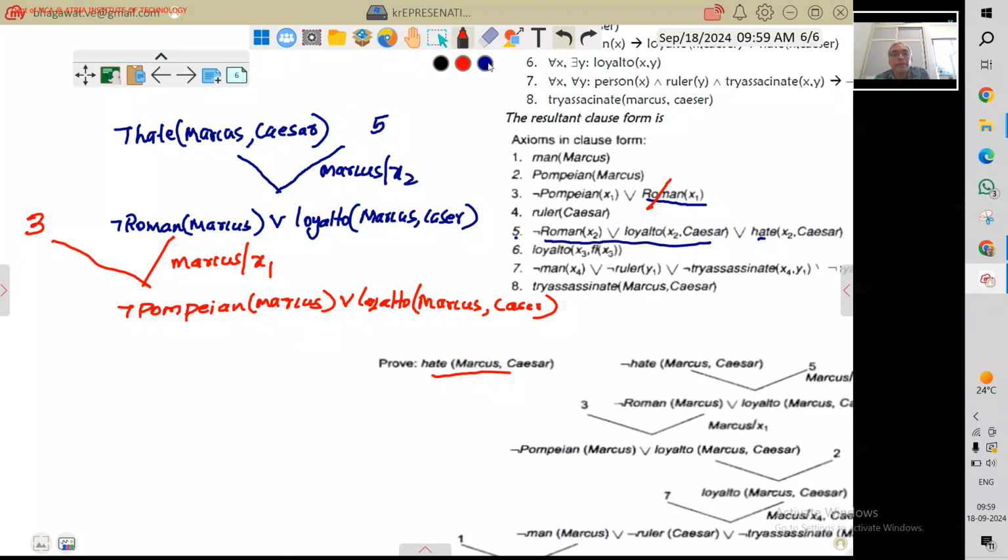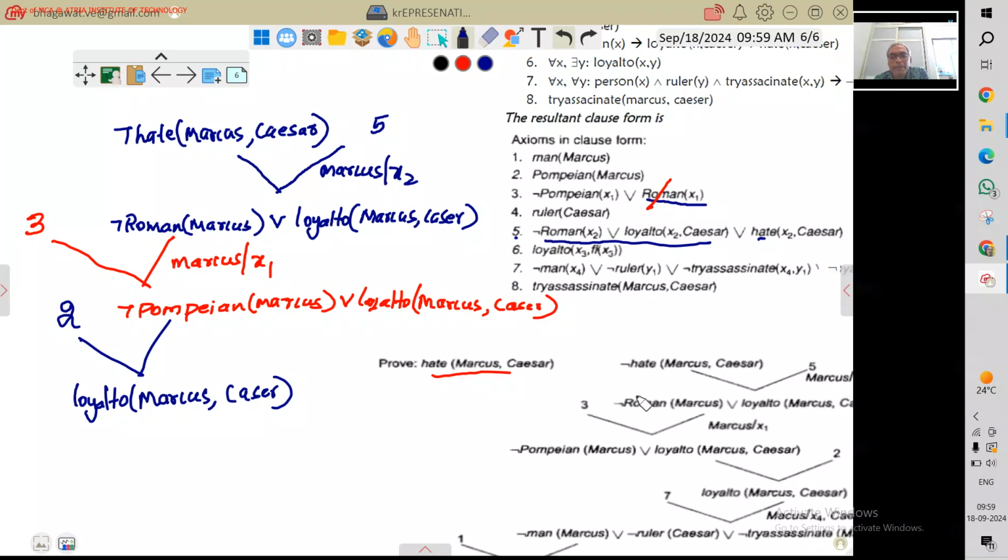So in the next step we take our second clause and try to do the resolution. When you take Pompeian of Marcus and negation Pompeian of Marcus, they cancel each other. So we get a new resolvent clause. What will our new resolvent clause be? Loyal to Marcus, Caesar. Right? So now we are getting loyal to Marcus, Caesar.